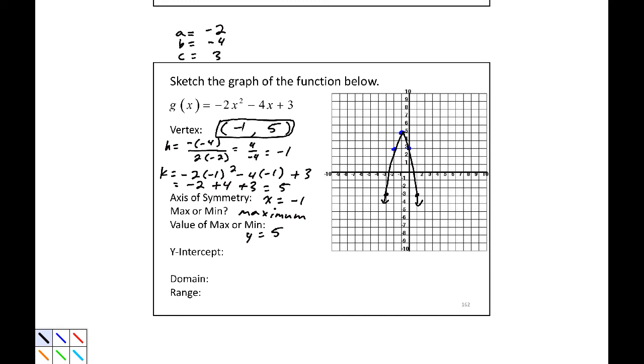The y-intercept is 0, 3. And if we were to evaluate this function at 0 here, we get positive 3. Because it's a polynomial, my domain is minus infinity to infinity, and for the range, we have a highest point of 5, so our range is minus infinity to 5, including that 5 with a bracket.